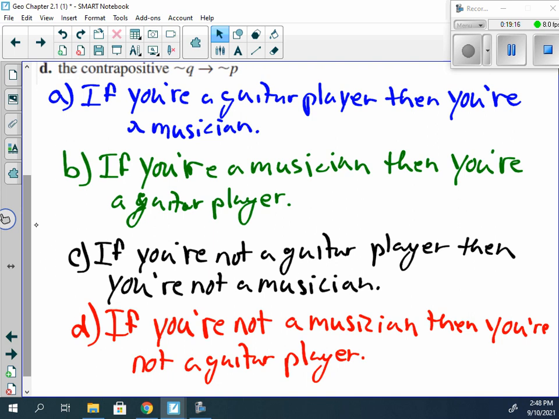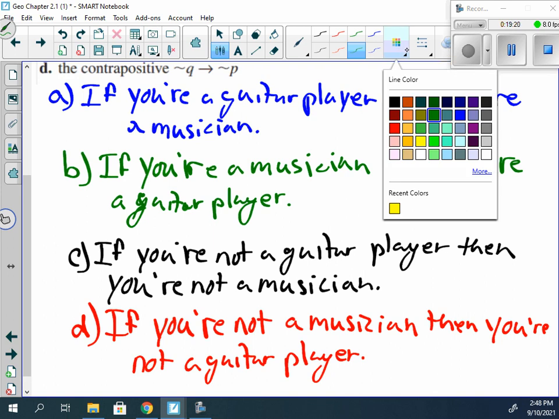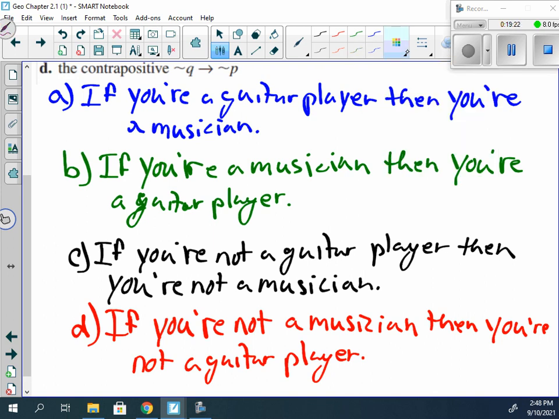So let's go back and look at the truth values, if it is true or if it is false. So our original conditional statement, if you are a guitar player, then you're a musician. Is that true or false? True. Guitar players are musicians, yes? So this would be true.